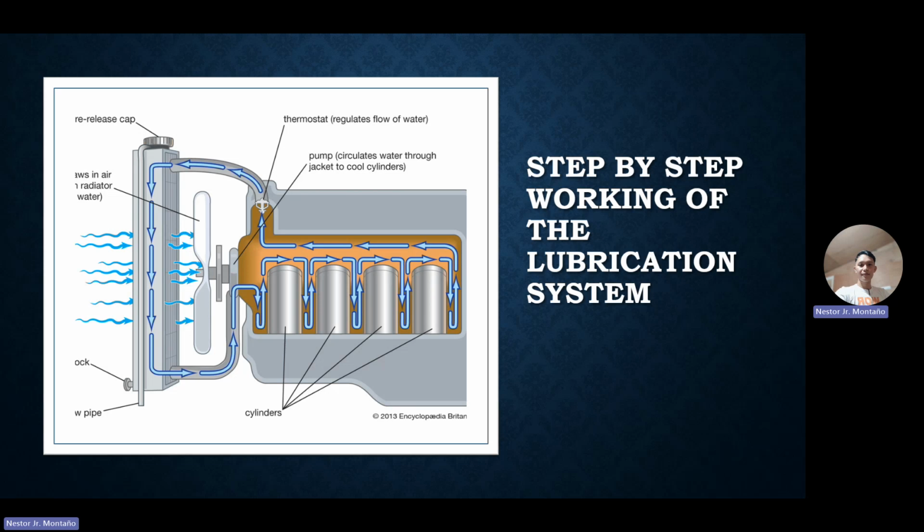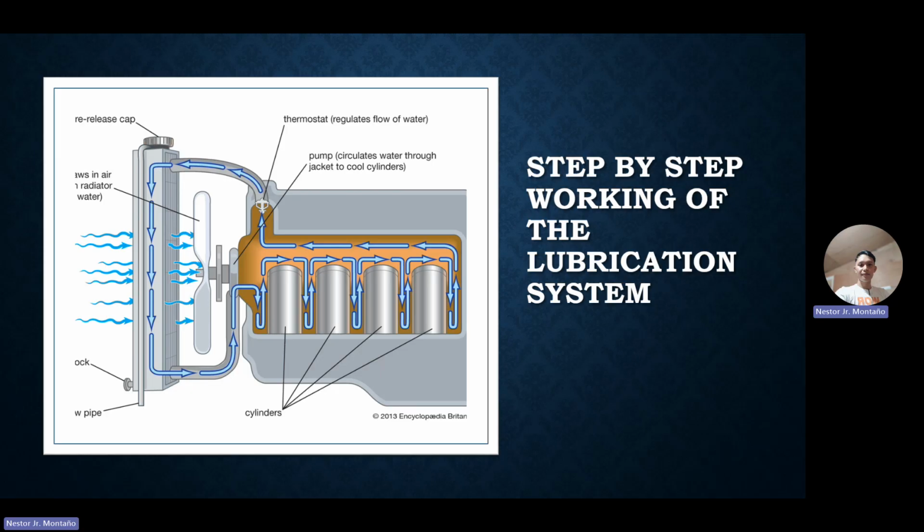The next step in the step-by-step working of the cooling system is the thermostat regulation. The thermostat monitors the coolant temperature. If the engine is cold, the thermostat remains closed, keeping the coolant within the engine until it warms up. Once the engine reaches optimal temperature, the thermostat opens, allowing coolant to flow to the radiator.